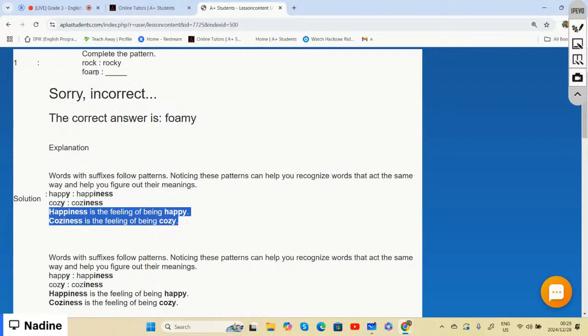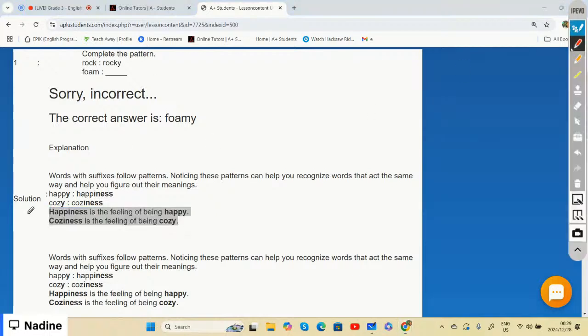Now we're just going to do our activity and then we are going on to our test. Look at this one. It says that we need to complete the pattern. Rock, right? A rock. We can say a rock is, for example, rocky. Now look at foam. If we were to look at the suffix that we just added, then foam, what did we add there? What is the suffix? If we add foam to something, then we can say it is what?